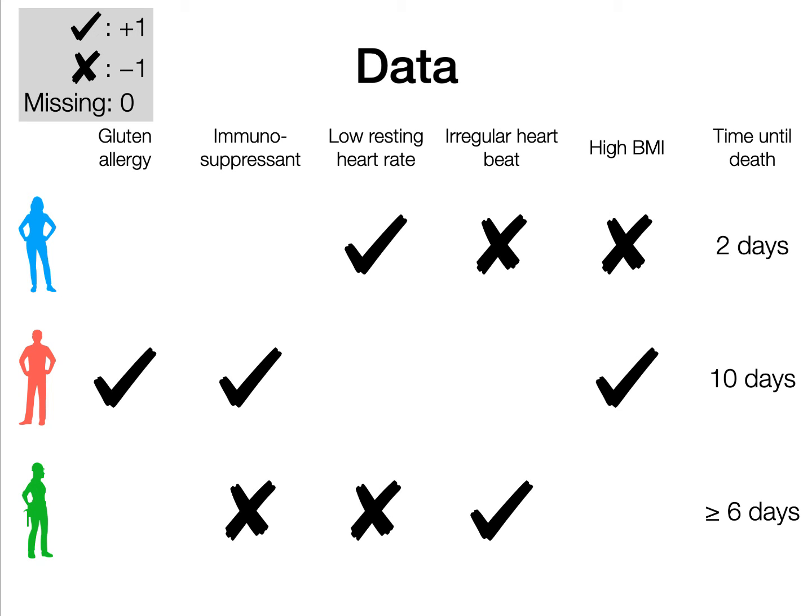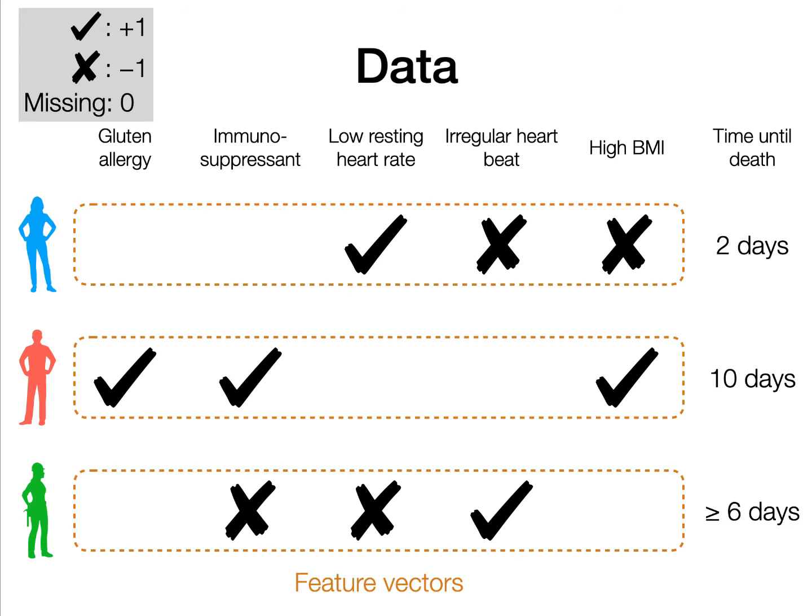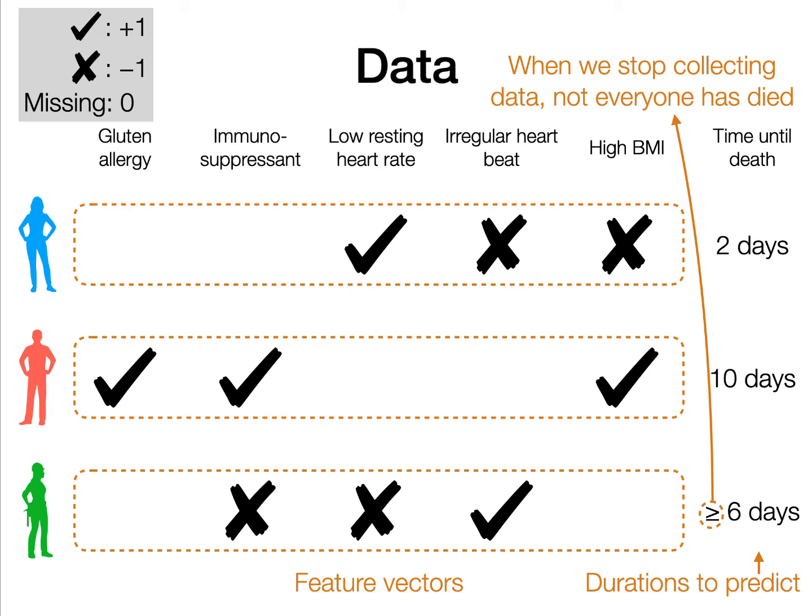And the label that we're trying to predict is the time until death, okay? So basically we have our feature vectors, and then we have these durations that we're trying to predict. And note that in our training data, as is common in survival analysis, we typically cannot wait for everyone in the training data to die. So that's why for this last patient here, there's this greater than or equal to sign right here. This means that when we stopped collecting training data, this green patient was still alive, and that's why their time until death is at least 6 days. Okay?